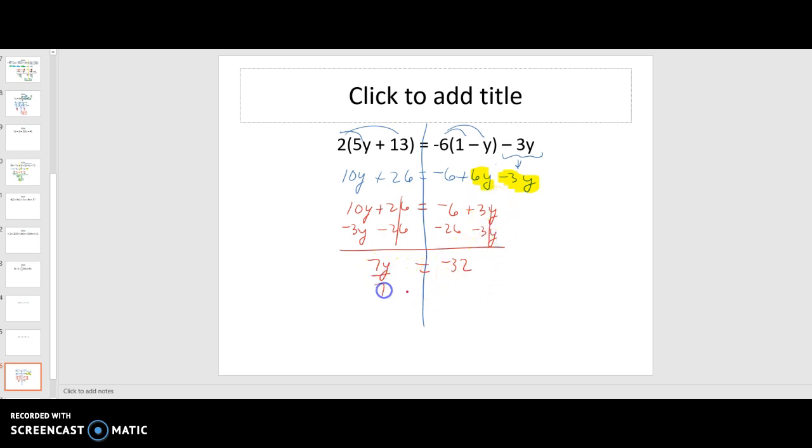And now when I divide by 7, does that come out to a nice number? Absolutely not. So we leave our answer in this fraction form.